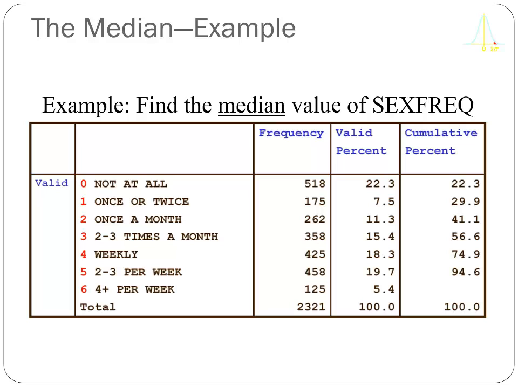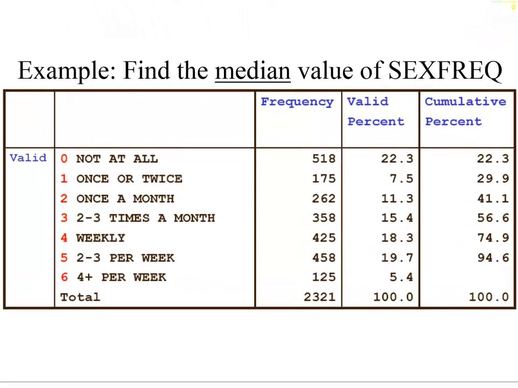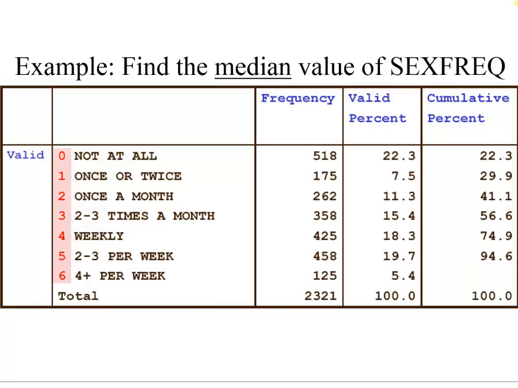So let's go ahead and look at a variable we've looked at in class called SEXFREQ, which is sexual frequency in the past year. Over on the left-hand side, you can see the number that's coded in the computer in red, 0 through 6. And you can see the associated label. 0 is equal to not at all, 1 is equal to once or twice, and so forth, all the way down to 6, which is 4 plus times per week. Our next column is our frequency column, and it has the number of people who chose each of those responses. And then I've calculated the valid percentage, and then a cumulative percentage.